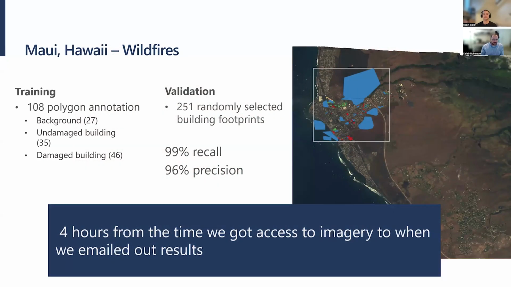We did the same thing for the wildfires in Maui. Here, only 108 annotations were needed. We happened to stop after that. From a selection of 250 random building footprints that we annotated based on just interpreting the imagery, 99% recall and 96% precision on the damaged or not damaged task. And this whole thing end-to-end was just 4 hours for the Maui response.